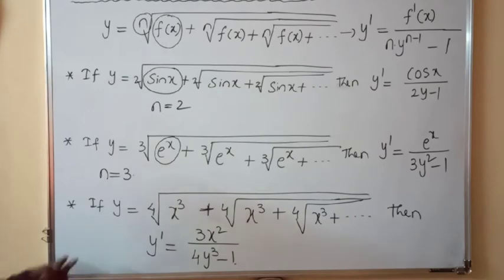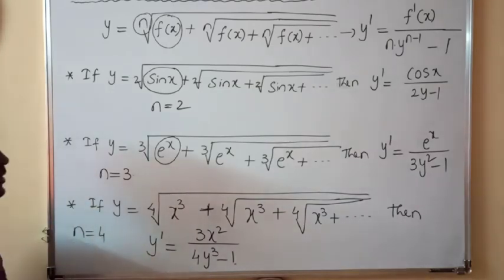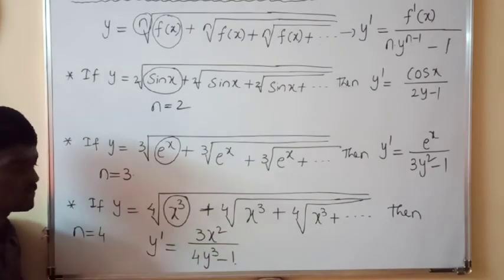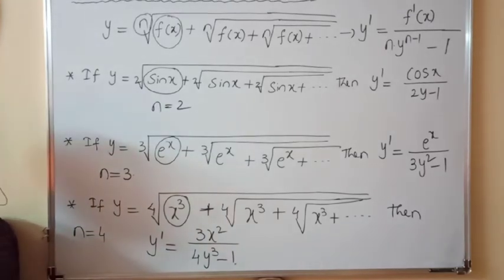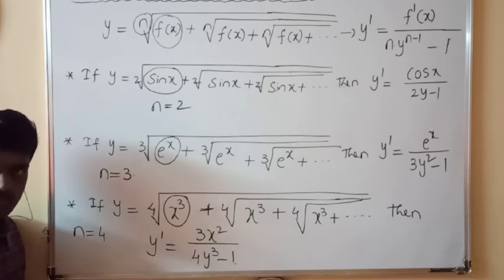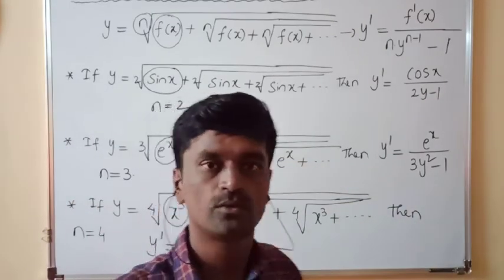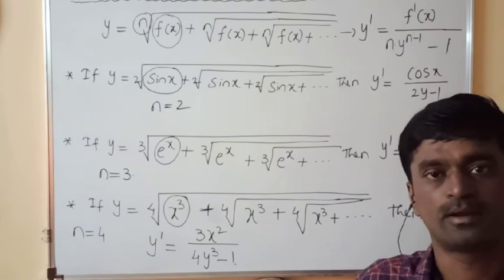Next here, in the third problem, what is n value? 4. And what is f of x value? X cube. So the derivative of x cube is 3x square. That is in the numerator. N value is 4. Then the denominator should be n into y power n minus 1, minus 1. If you substitute n value 4, what you will get? 4 into y power 4 minus 1, nothing but 4 into y cube, minus 1 as it is. So this is the trick. Okay.